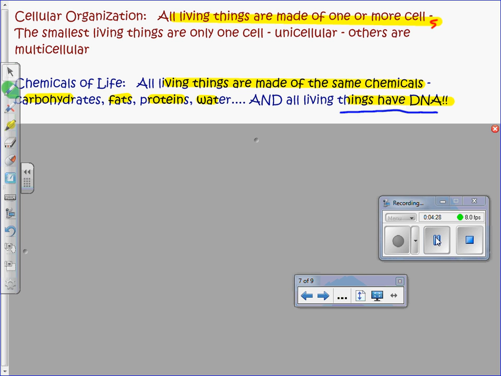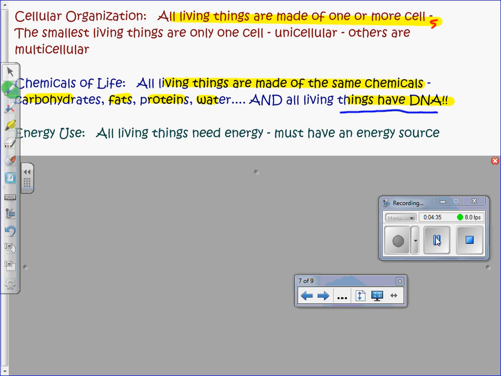Okay, so chemicals of life, all living things are made of the same chemicals, carbohydrates, fats, proteins, and all living things have DNA. All right, thing 3, energy use. All living things need energy. They must have an energy source. Now, the confusion here, sometimes people think of it as energy use, that things use energy, like jumping up and down and moving. Well, that's true, but the characteristic is that they have to get that energy from somewhere. So all living things need an energy source.